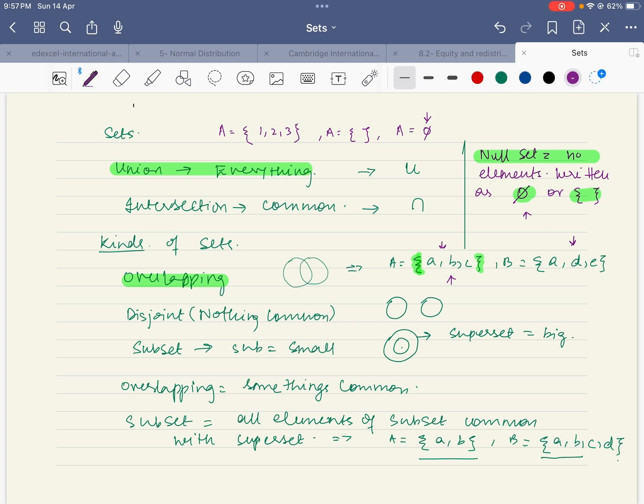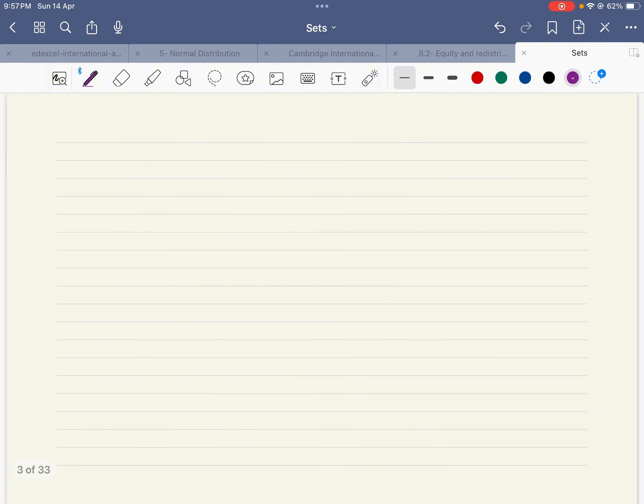First set is an overlapping set. An example of overlapping sets is, for example, A is equals to 1, 2, 3 and B is equals to 1, 7, 9. When you have some elements common between the two sets, these are overlapping sets.